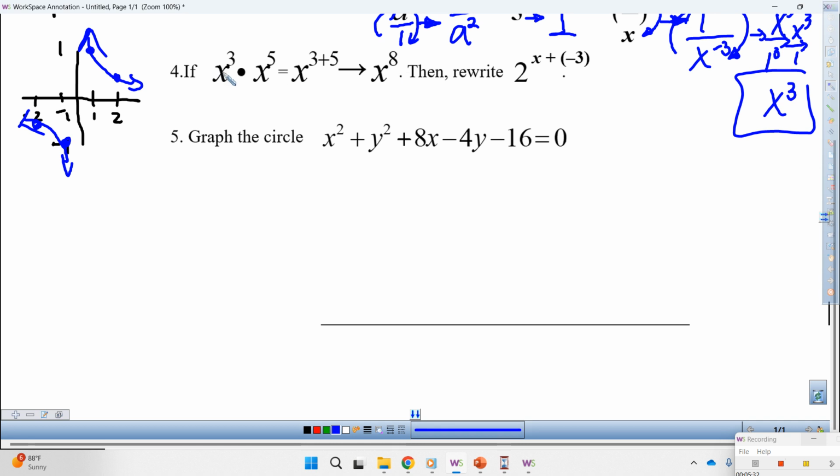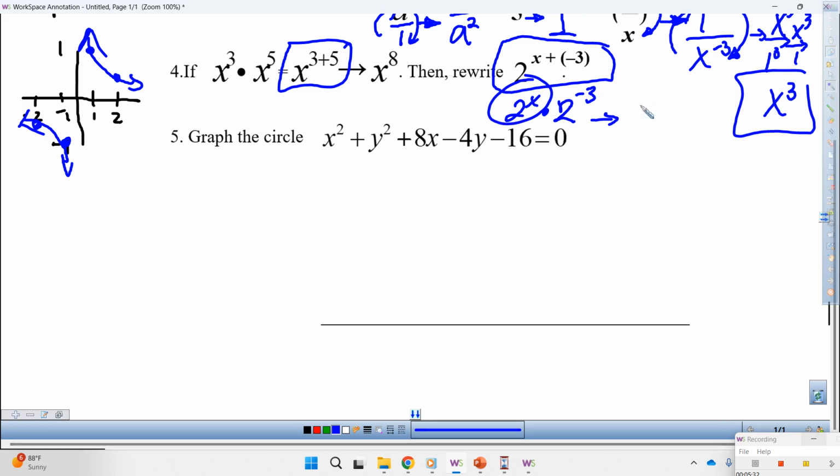4. X to the third times x to the fifth is x to the third plus 5, which is 8, which becomes something like this. So how do we rewrite this? So if this looks like this, what was it before it got there? Well, it was 2 to the x times 2 to the negative 3. Can we have a negative exponent? No, we would do the reciprocal. However, in the numerator, we have 2 to the x. The denominator, we have 2 to the positive 3. What is 2 to the positive 3? Well, this is 2 to the x over 8.